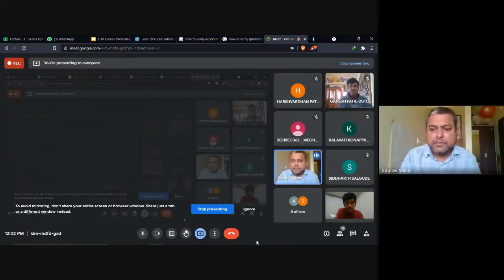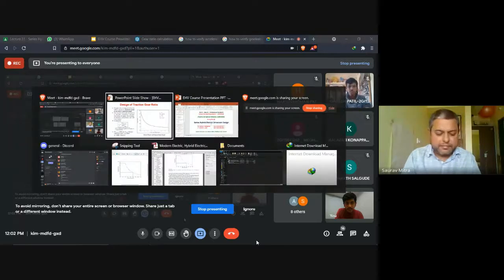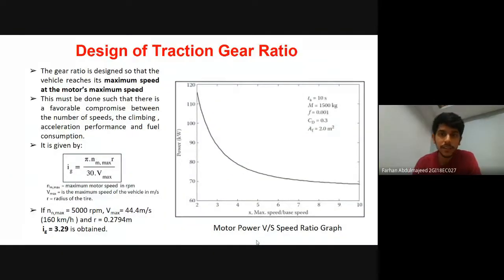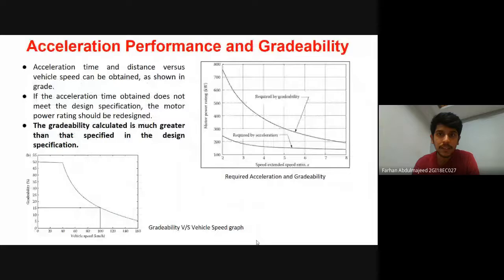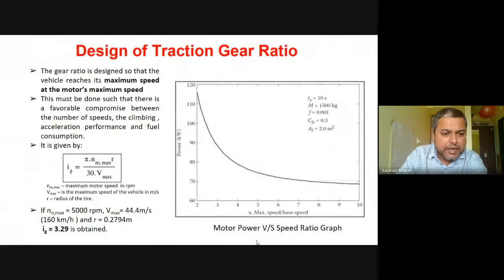Please launch the slide. Yes, sir. Sir, I'll continue from gear ratio. This thing you had explained: IG is equal to pi nm max. That was done, and you had explained IG is equal to 3.29. That much part is understood. So start from there.